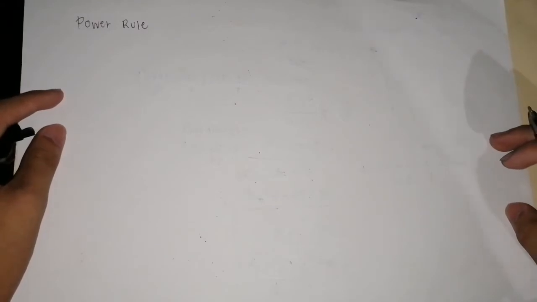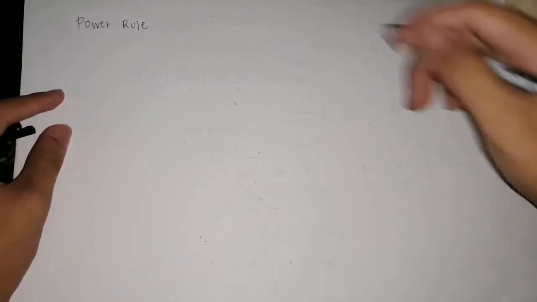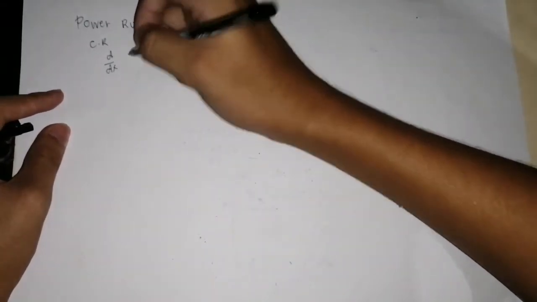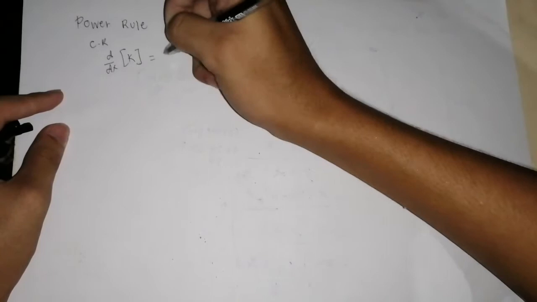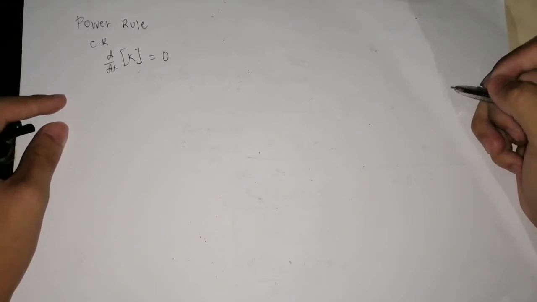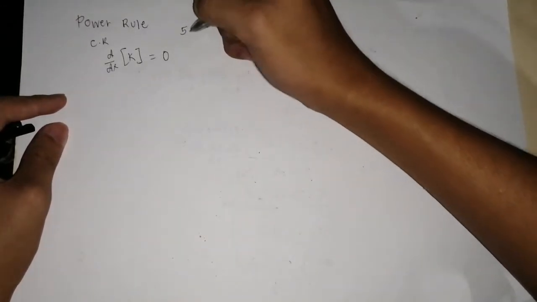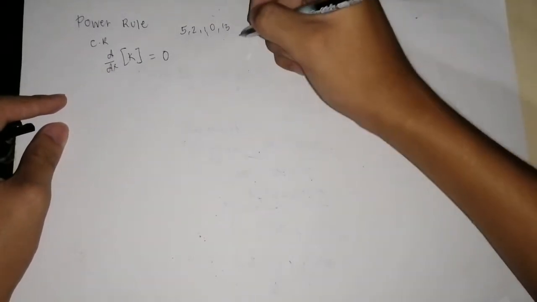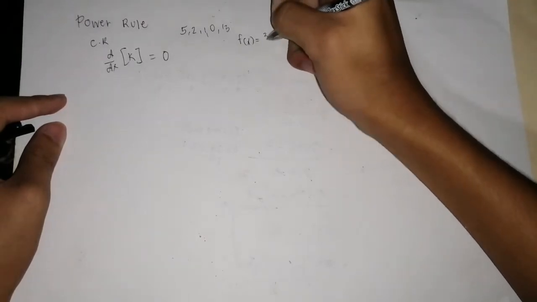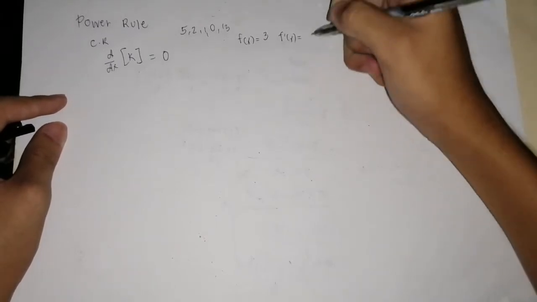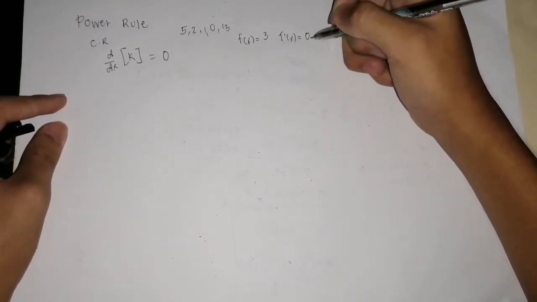Now, the power rule has different types. One of them is the constant rule. What is the constant rule? The constant rule says the derivative with respect to x of a constant k is equal to 0. The derivative of a constant is equal to 0. What are constants? Examples are 5, 2, 1, 0, 13, etc. For example, if f of x is equal to 3, what is the derivative of 3? Its derivative is 0, because it is a constant.